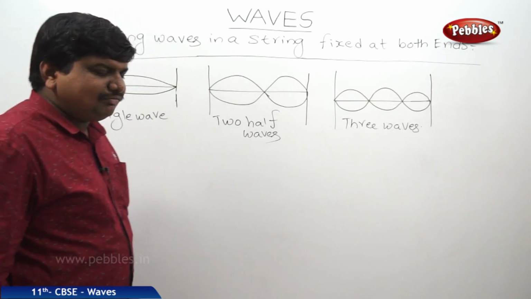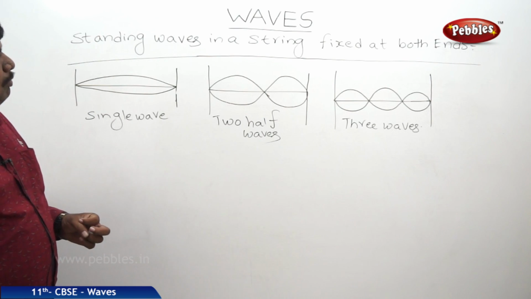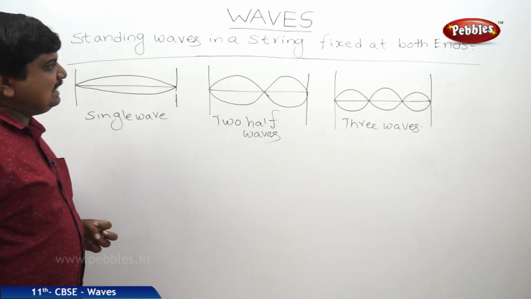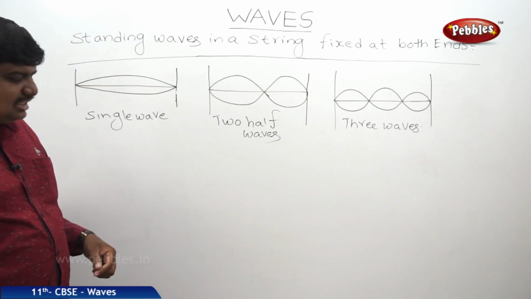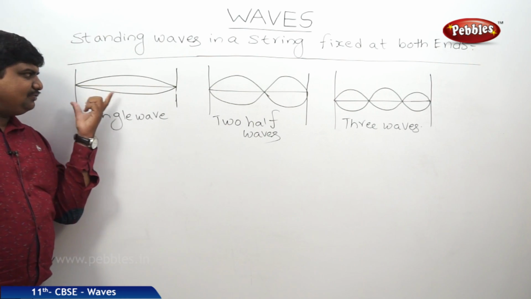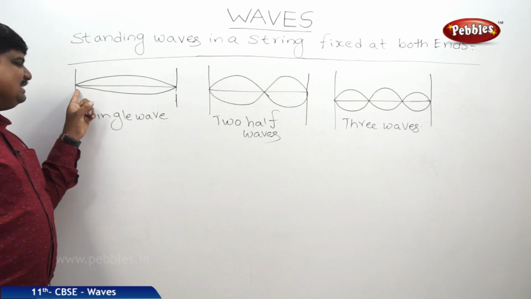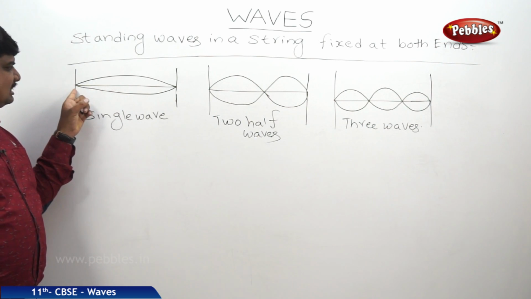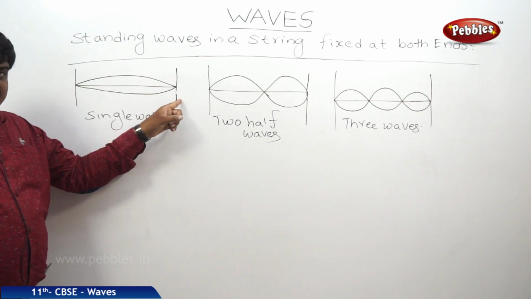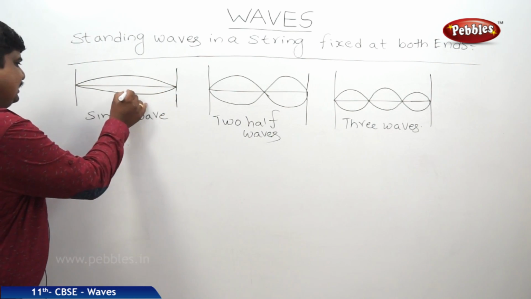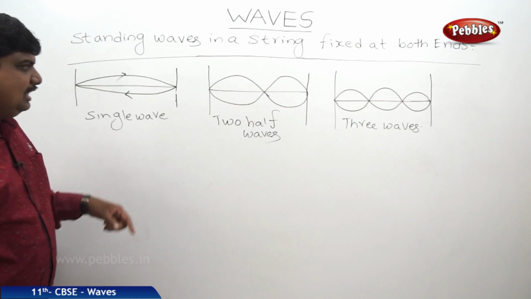So, what we can understand from this? These are all said to be modes of vibrations when a string is fixed at both ends. Consider a string which is fixed at two ends. One end is vibrated and the disturbance is started, and this disturbance reaches the other end. There it is reflected. And here also it is the same.